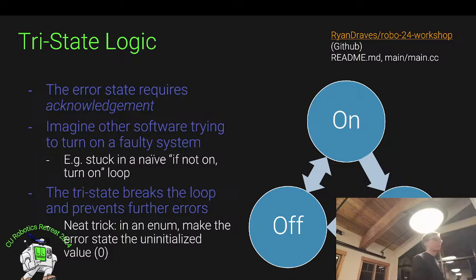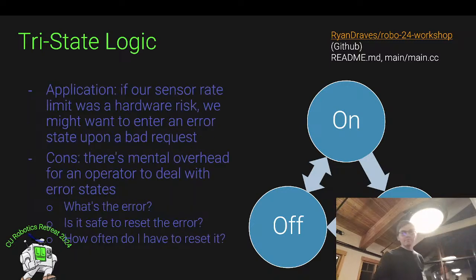So a neat trick for this as well, by the way, is that if you use enumeration for your different states in your state machine, if you make that first value, that uninitialized default 0 value, the error state, it's a little bit safer. So if you happen to get an uninitialized or default value there, it defaults to the error state. And you have a different bug, but it's still mitigated by the error state.